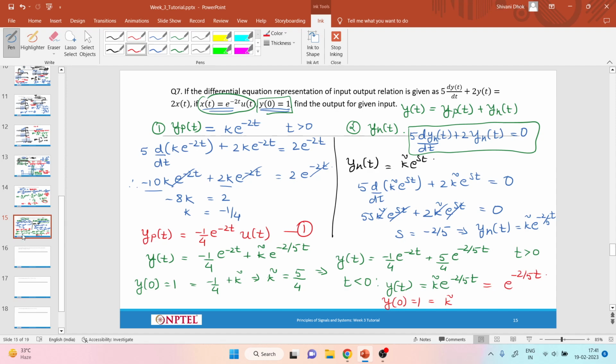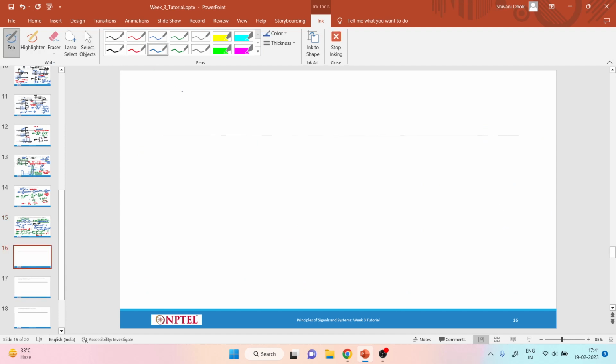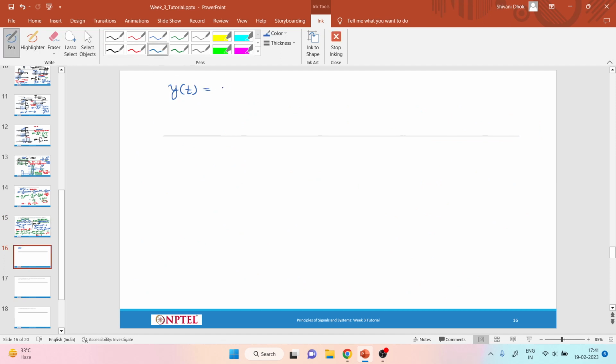This is for the case when my t is less than 0. So I'll just try to combine both of these. What I had was this condition. My y of t was equal to minus 1 by 4 e power minus 2t plus 5 by 4 e power minus 2 by 5t for t greater than or equal to 0, and this y of t was equal to e power minus 2 by 5t.